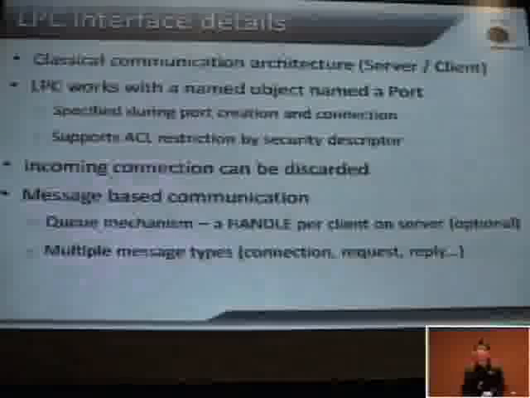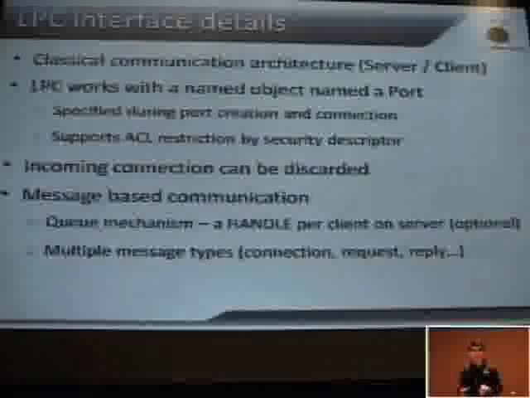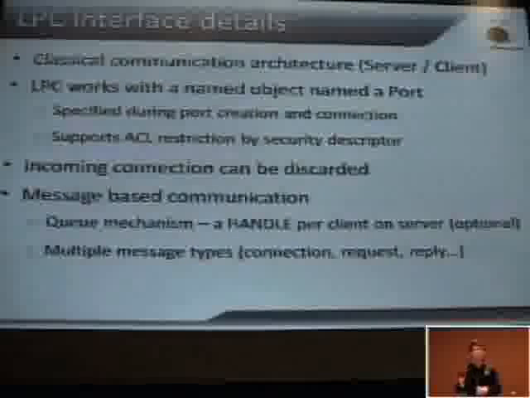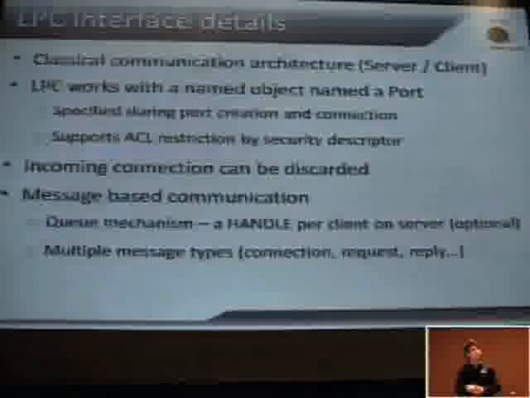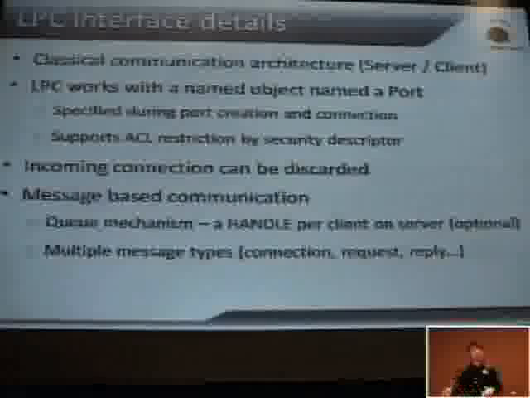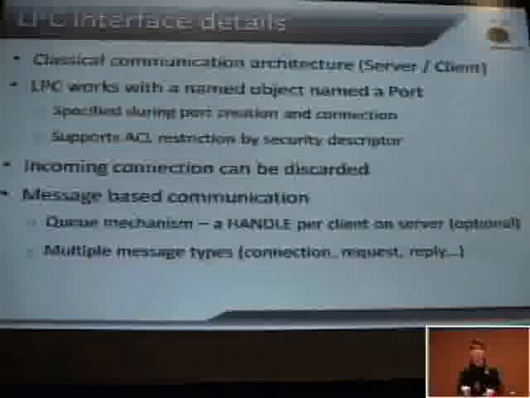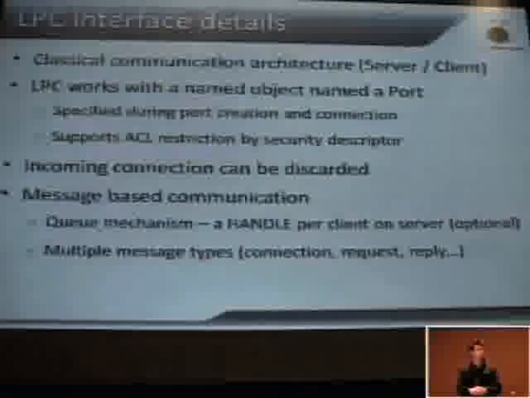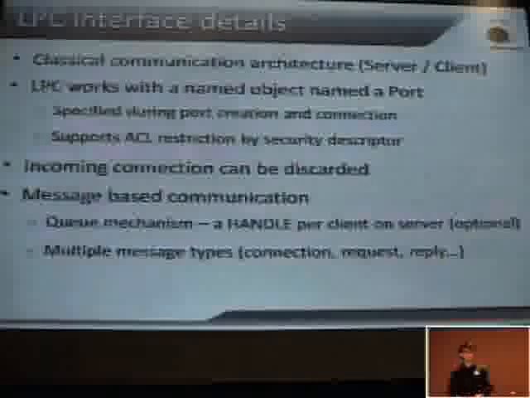So the ALPC interface works with a classical client-server architecture. As it's local, it uses a named object called a port. Basically, you create a port when you create the server. You can apply ACL restrictions on this port. And this named object is used for the connection. Incoming connections can be discarded by the server depending on information. And everything is based on a message system. When you want to ask for a connection, you send a connection message. Same for disconnection, for request or reply. Everything is in the kernel through the message-based system.